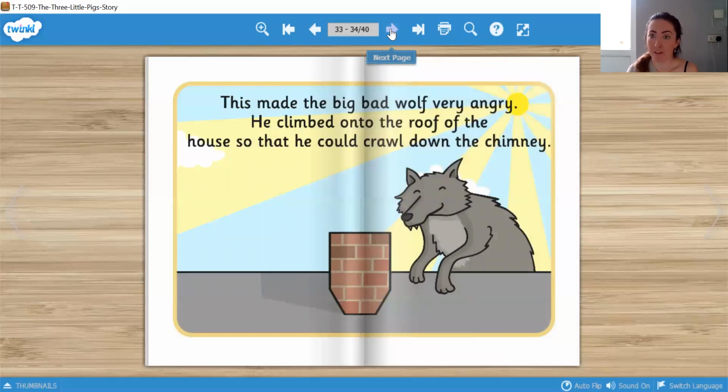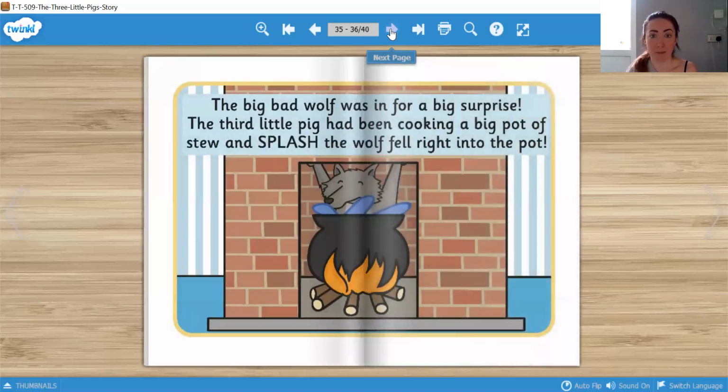This made the big bad wolf very angry. He climbed onto the roof of the house so that he could crawl down the chimney. The big bad wolf was in for a big surprise. The third little pig had been cooking a big pot of stew, and splash! The wolf fell right into the pot.